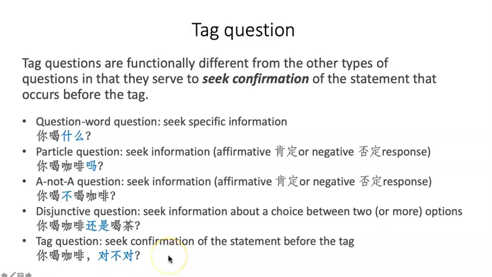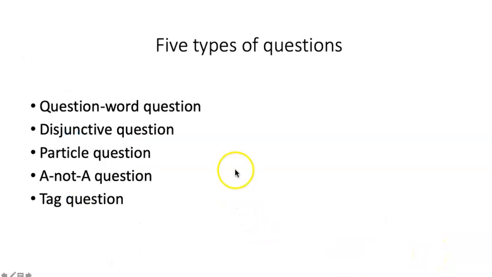The last type, tag question, is different from all the previous 4 types. It does not seek information, it seeks confirmation of the statement before the tag. 你喝咖啡 This is a statement. By using the tag 对不对, it seeks confirmation of that statement. Let's have a review of the 5 types of questions. Question word question, disjunctive question, particle question, A not A question, and tag question.